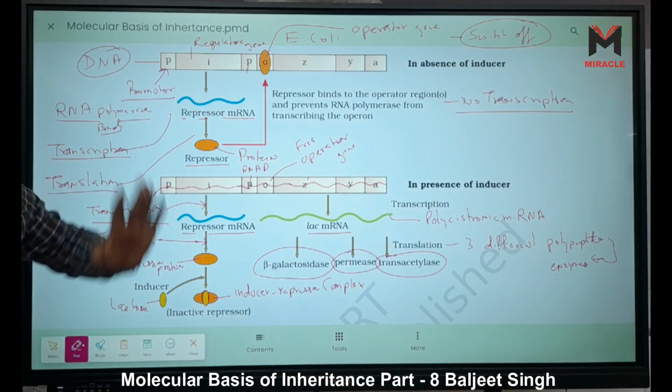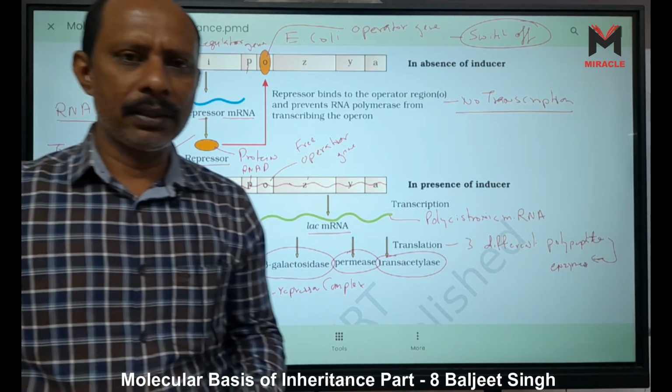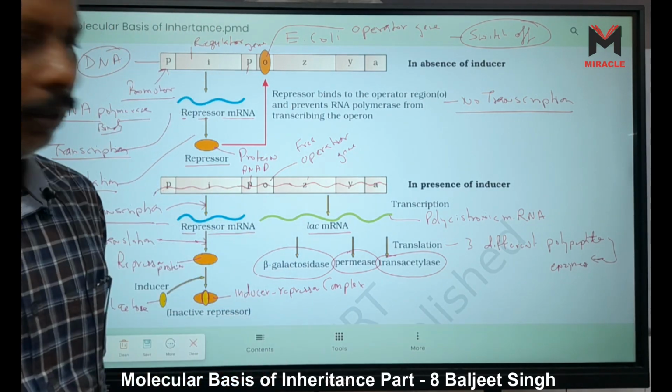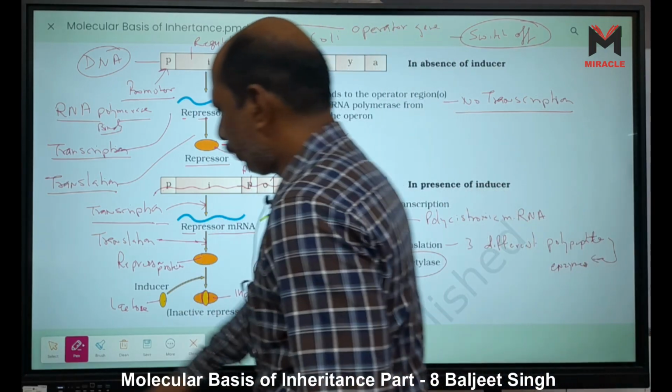It can continue going on, or the cell demands it. So do you understand this operon model? It is very easy.